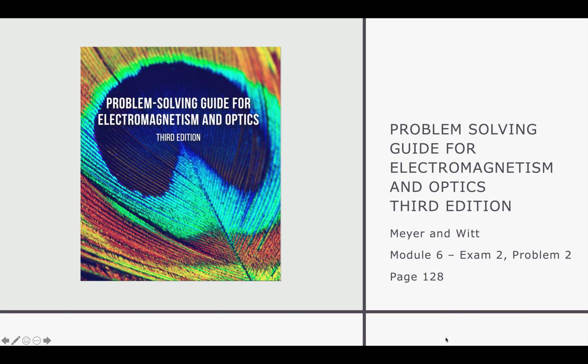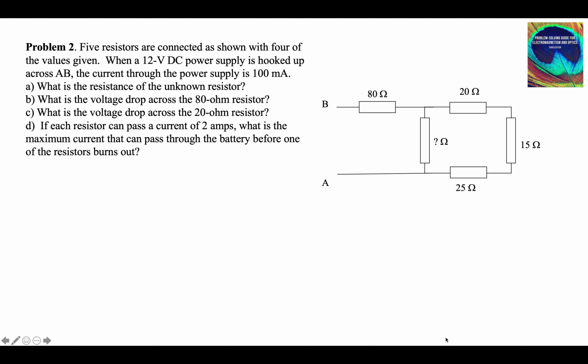This is problem 2 on exam 2 of module 6 in the book Problem Solving Guide for Electromagnetism and Optics. 5 resistors are connected as shown. 4 of the values are given. One of the resistors is unknown. When a 12-volt power supply is hooked up across AB, the current through the power supply is 100 milliamps.